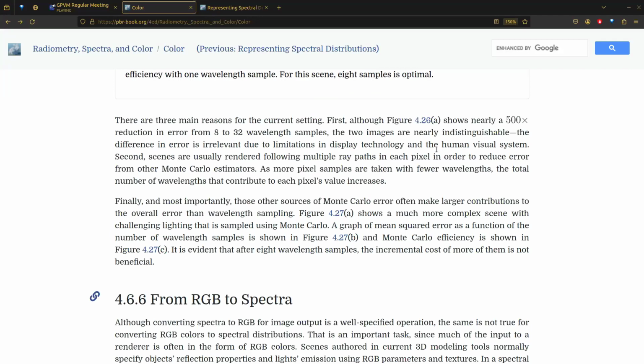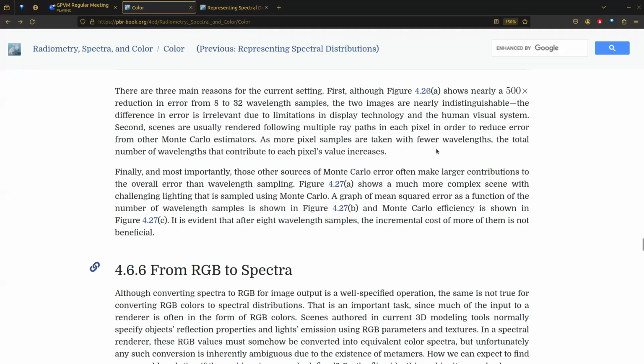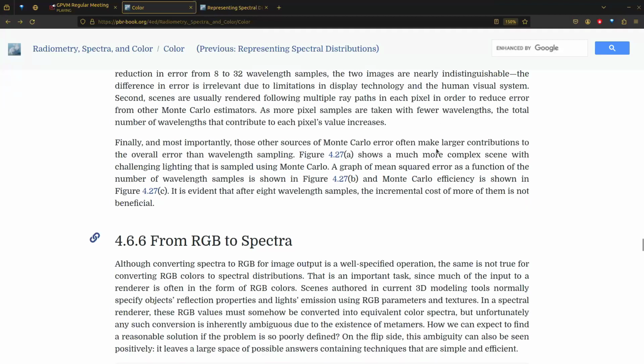In a much more complex scene with challenging lighting that's sampled using Monte Carlo, the graph of mean squared error as a function of the number of wavelength samples is shown there. And Monte Carlo efficiency is shown in section C. It's evident that after 8, it falls off.